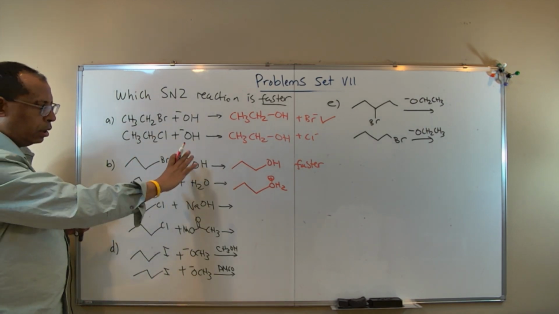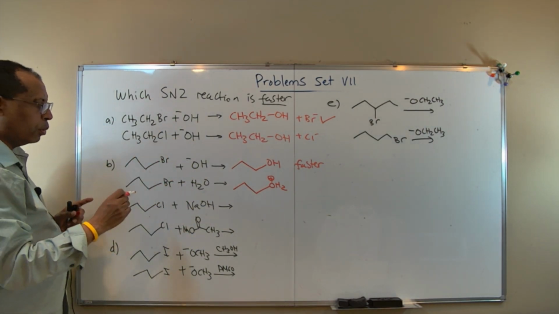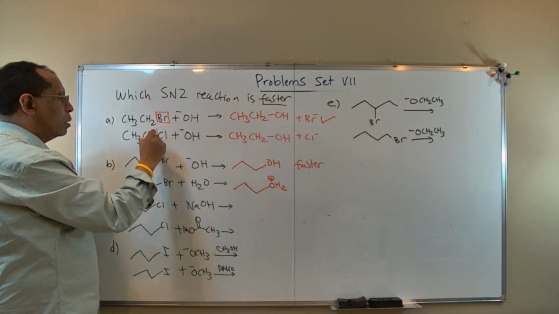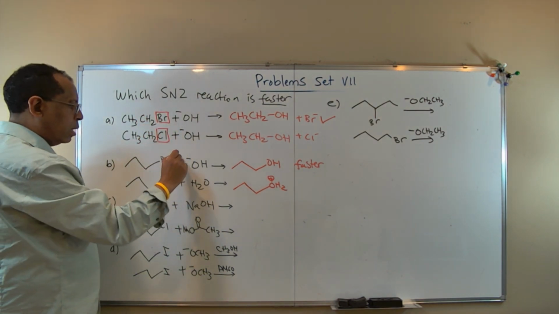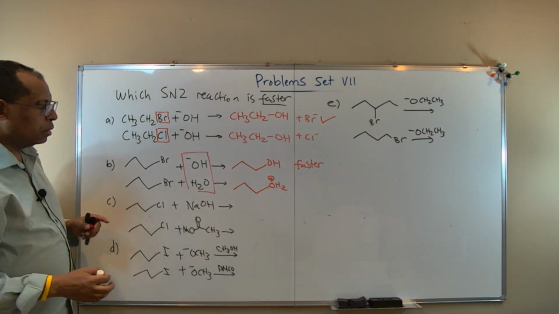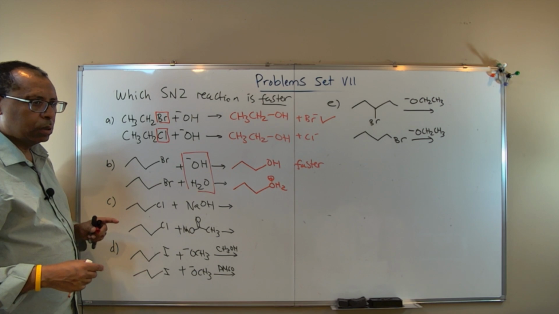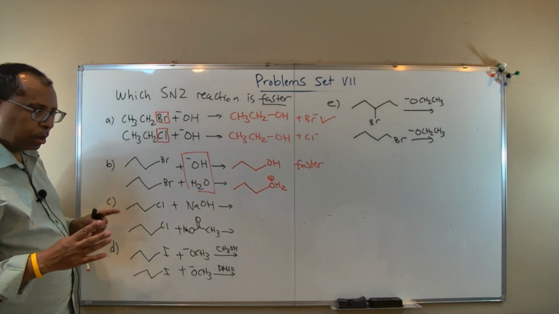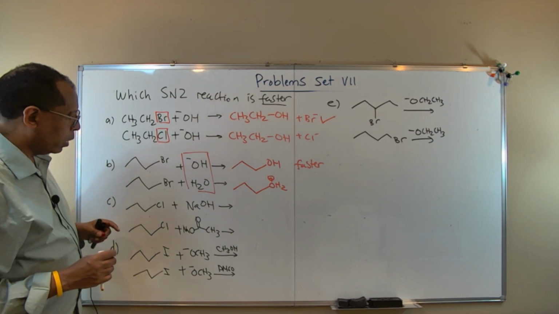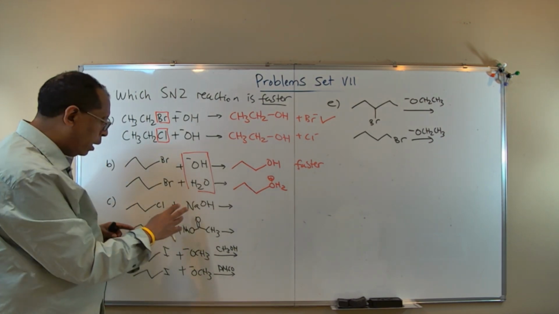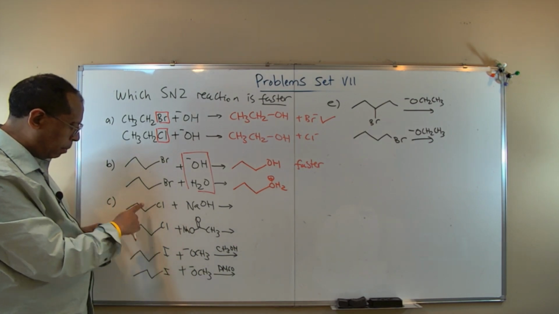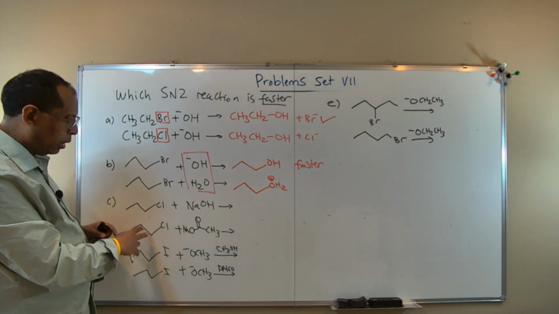Because here the nucleophile strength is important. Here the leaving group was what our focus was. Here the nucleophiles are being compared. So hydroxide, which is OH minus, is stronger as a base and stronger as a nucleophile as well. Here we have also again the same electrophile or alkyl halide.